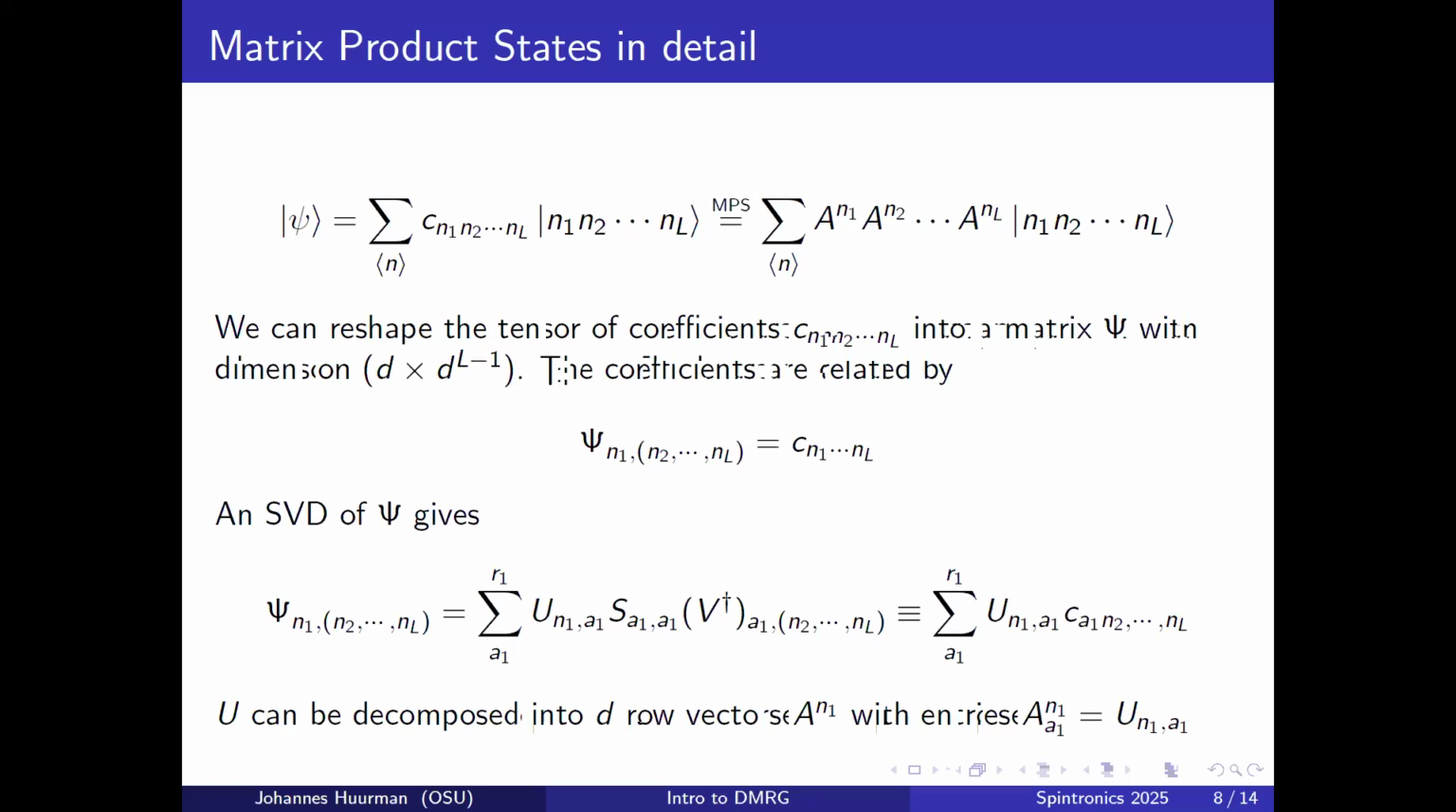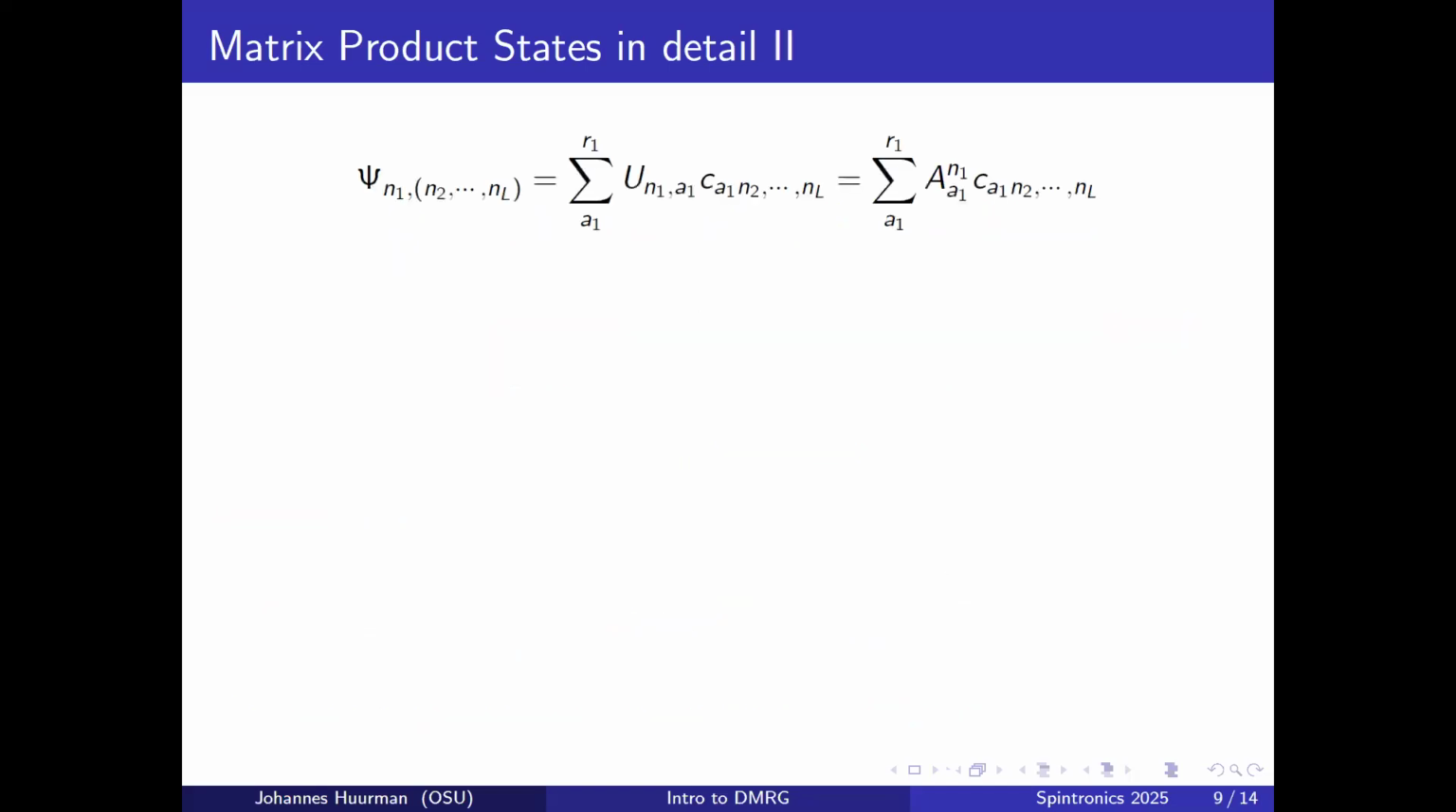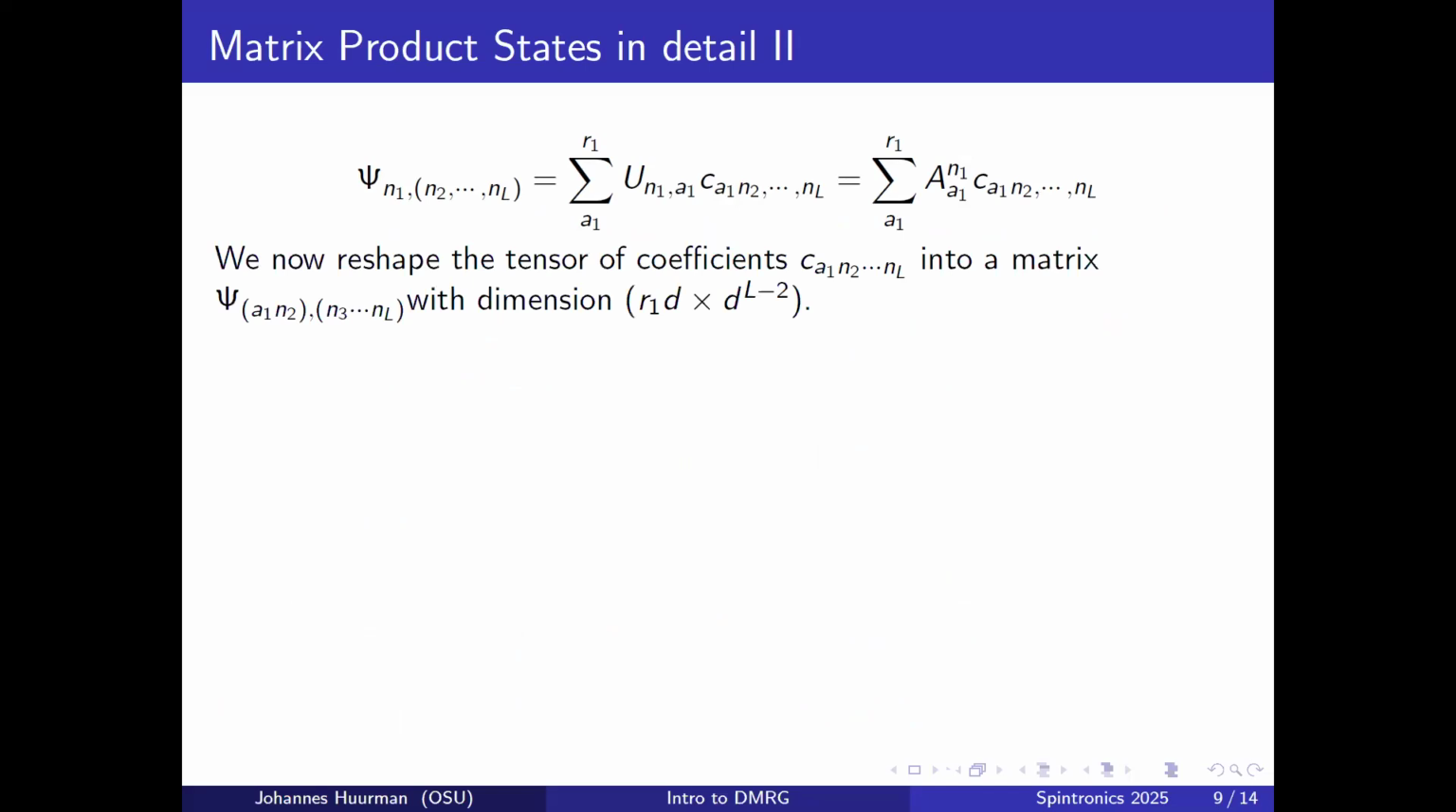We just looked at the row vectors of the first matrix in the SVD, and then we determined by inspection. Here, U is the D row vectors A super n1 with entries given by A super n1, and then this bond index down here. I can say more about this later, but I'm trying to motivate us. So we can continue this process. We can just keep going. So we have this, but we're not quite at the matrix product state representation yet. We only have one of these A tensors, and then we still have this wave function amplitude.